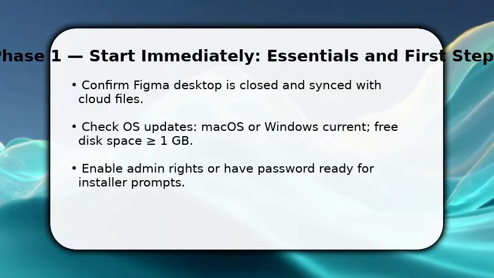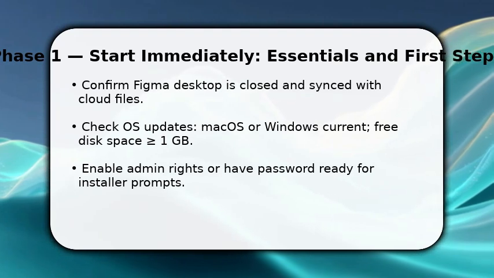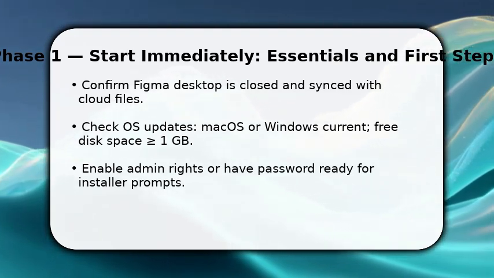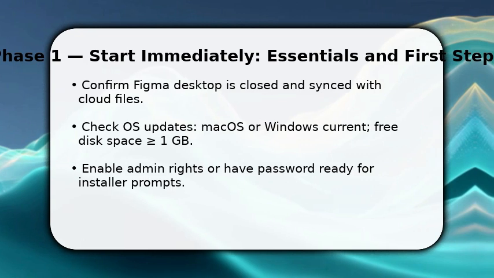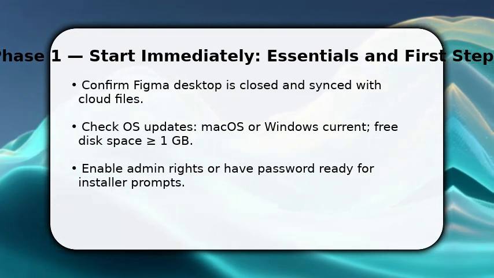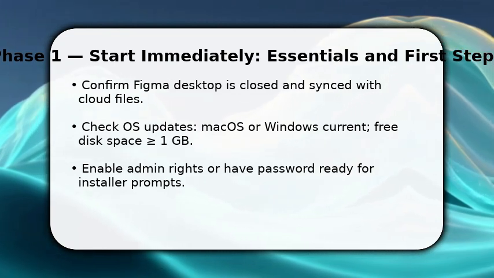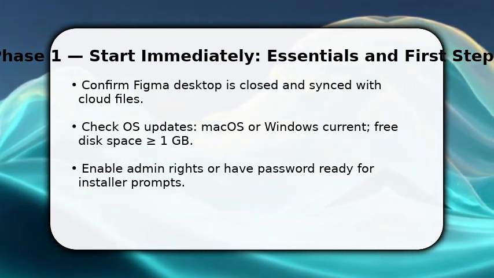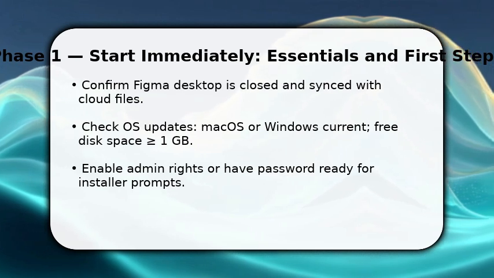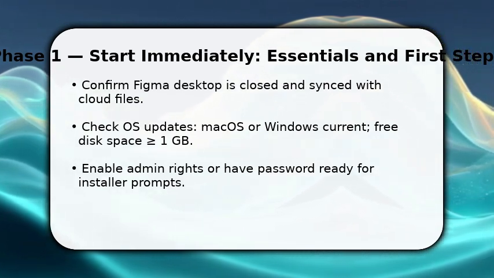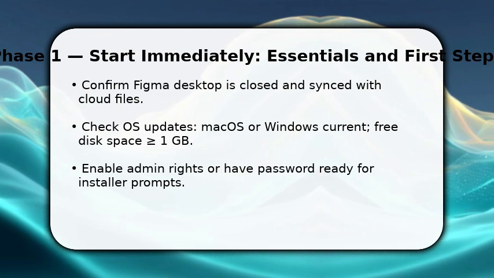You start by closing Figma and ensuring your work is saved to the cloud. This prevents conflicts. Next, make sure your operating system is updated and you have at least 1 GB free. This speeds installation. Grant admin rights or have credentials ready because the updater needs permission to replace app files. Once these prerequisites are met, open the Figma app or the installer.